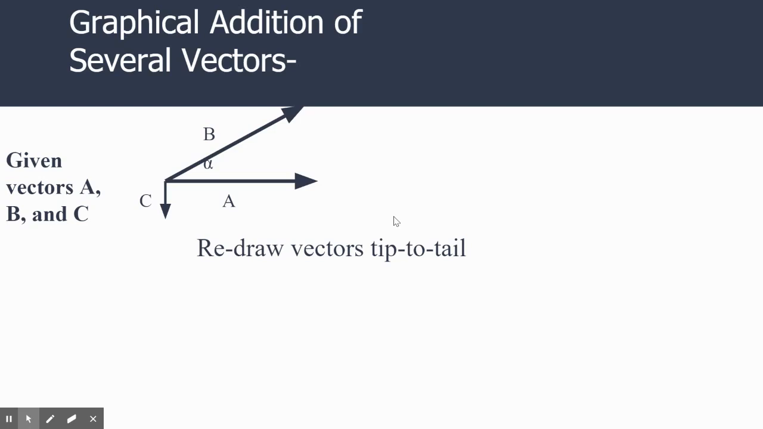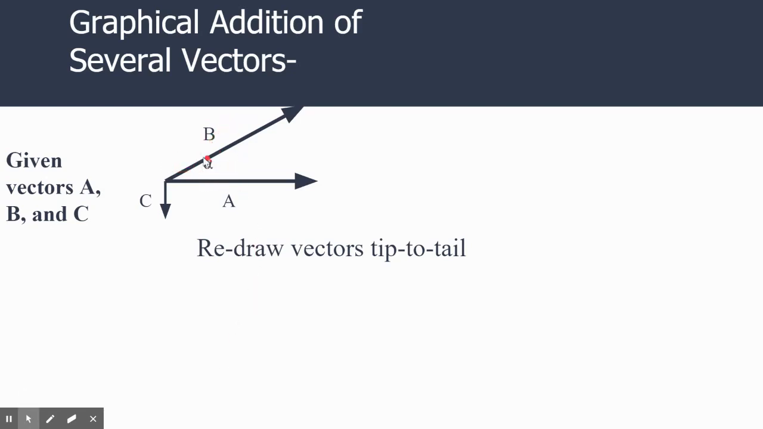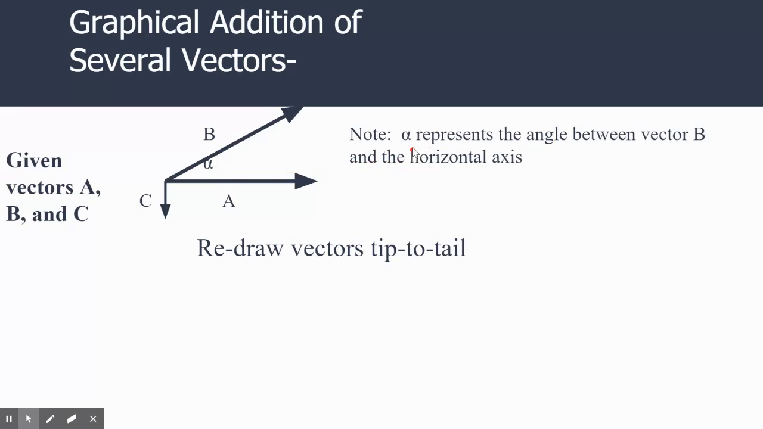In other cases, you might be asked to add multiple vectors. Unlike the last example, here you see three vectors A, B, and C. And right here, between A and B, if y'all remember from geometry, is an angle represented by the lowercase Greek letter alpha. It represents the angle between vector B and the horizontal axis, which just so happens to be along the same line as A.